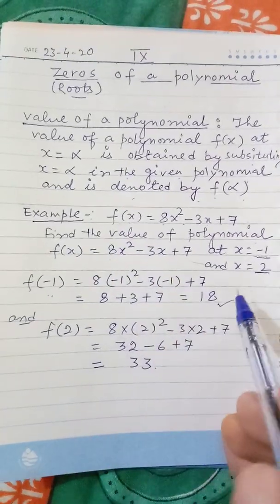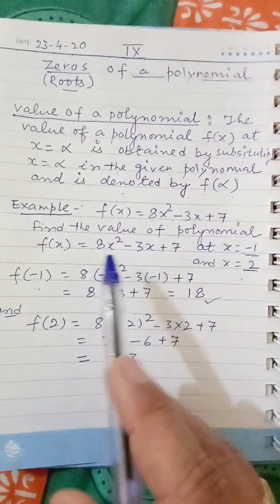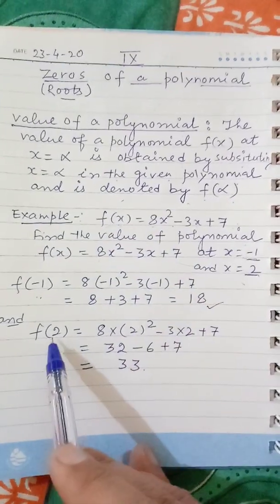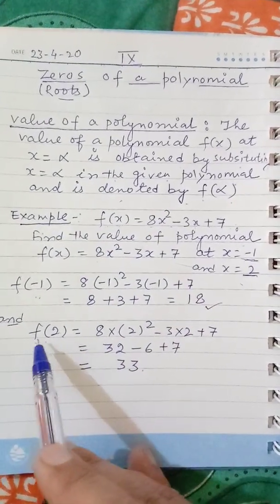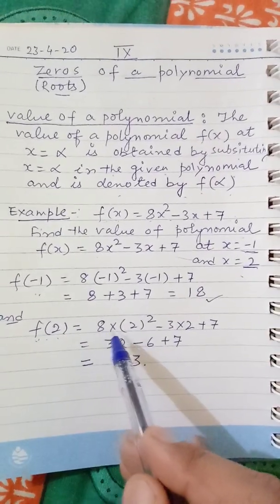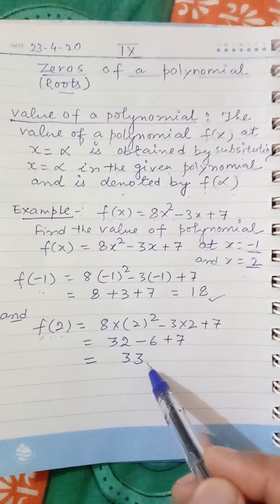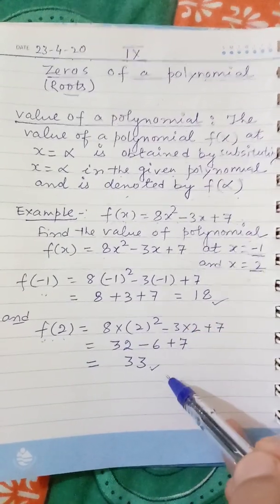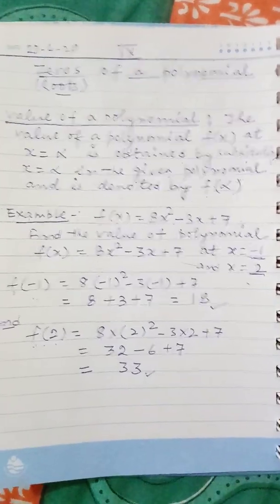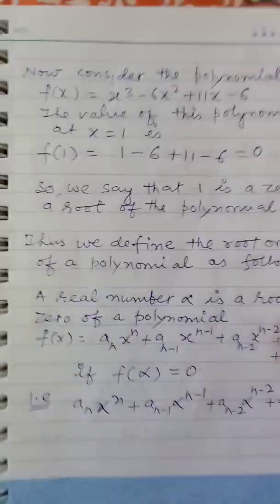Now similarly, if we put x equal to 2 in this polynomial, we get the value f(2), meaning the value of the polynomial at point 2. Here we put the values and we get the result 33. So this is the method of finding the value of a polynomial. Now we will take the concepts further.